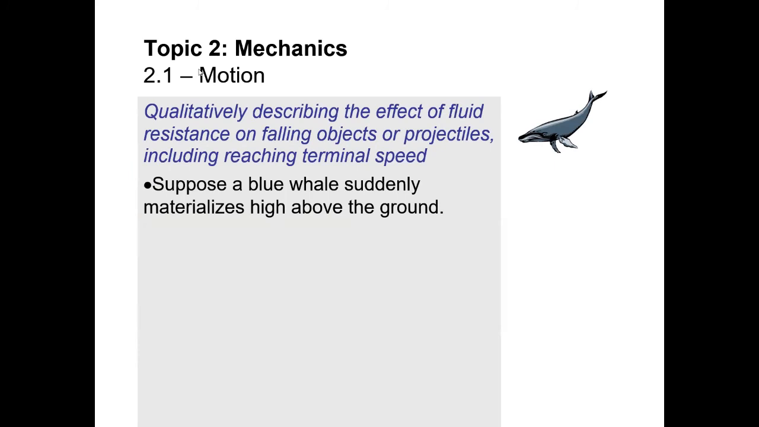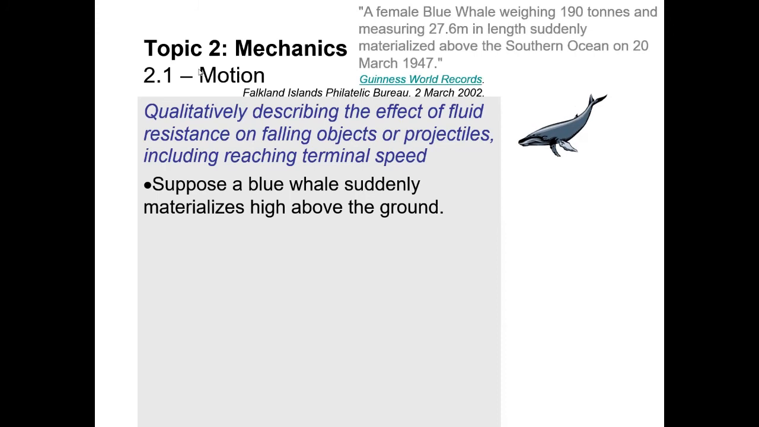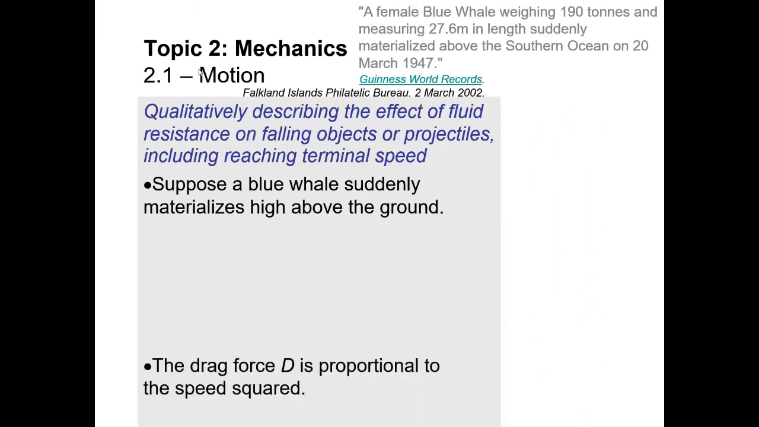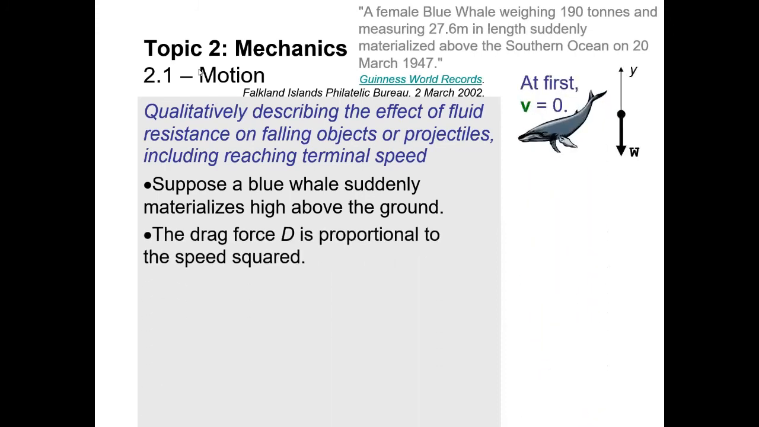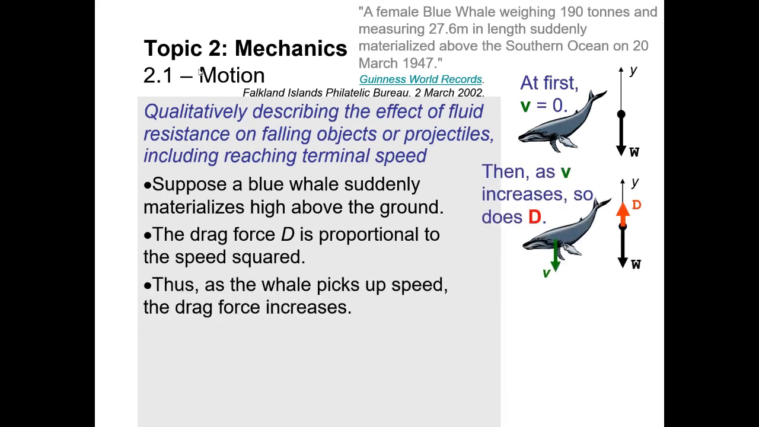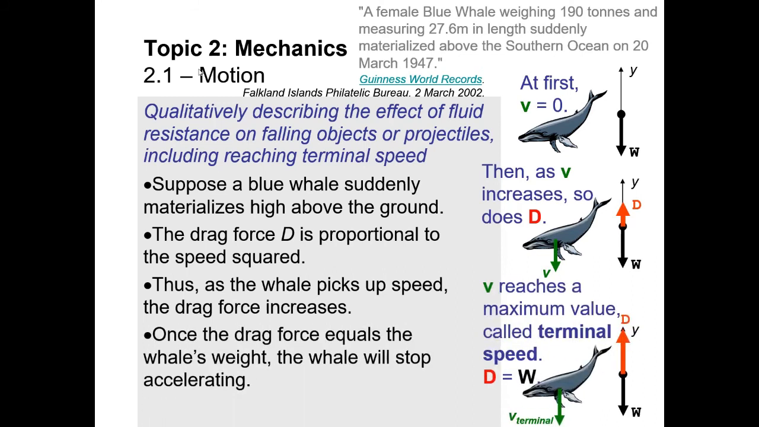Suppose a blue whale suddenly materializes high above the ground. Drag force D is proportional to speed squared. As the whale picks up speed, drag force increases. Once the drag force equals the whale's weight, the whale will stop accelerating. It has reached terminal speed.